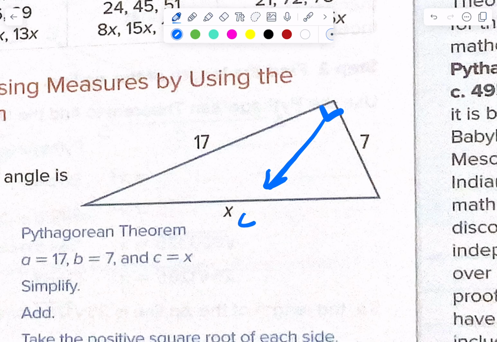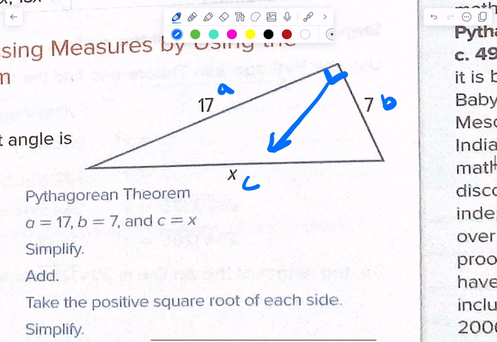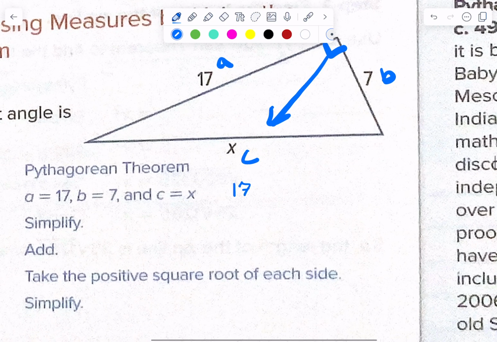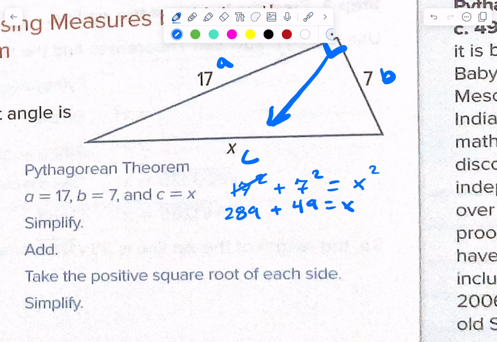Okay, which one is A? 17 or 7. Doesn't matter. A and B can be switched around, but C has to be side C. Got it? All right, let's do this. A squared is 17 squared. B squared is 7 squared. C squared is x squared. 17 squared is 289 plus 49 equals x squared.